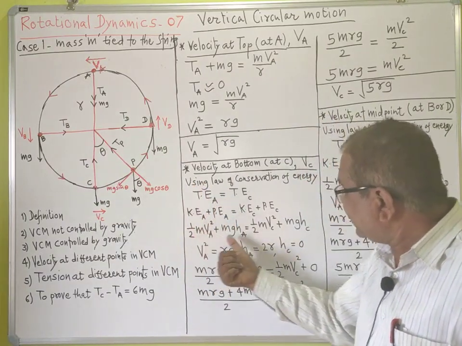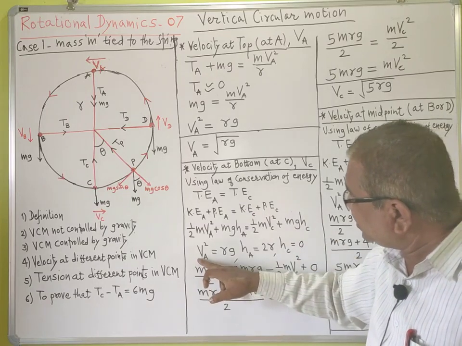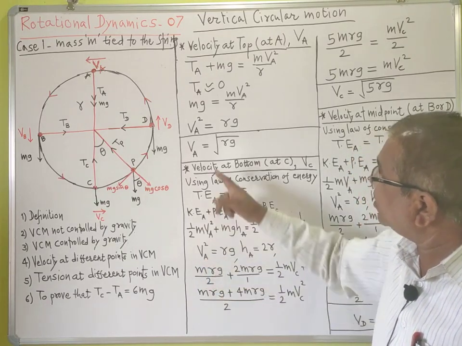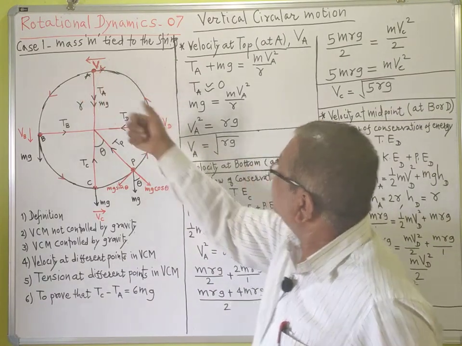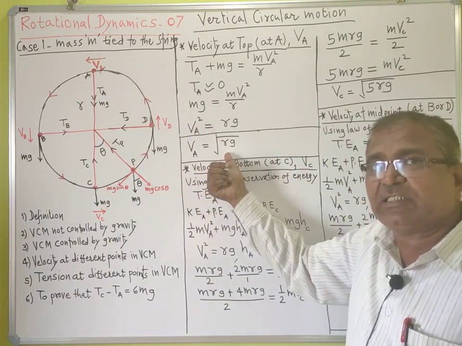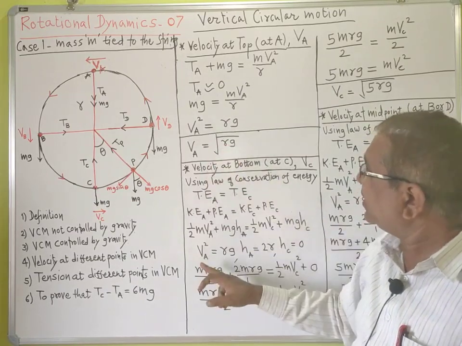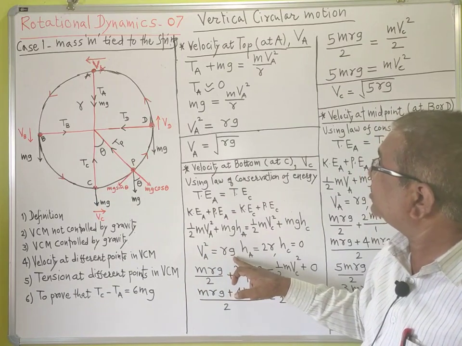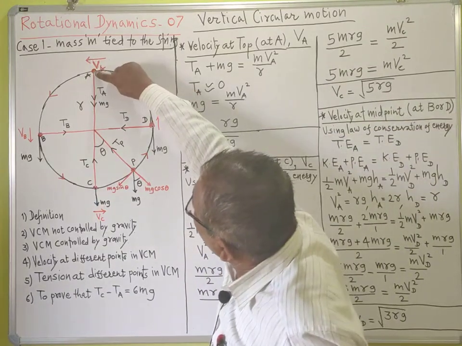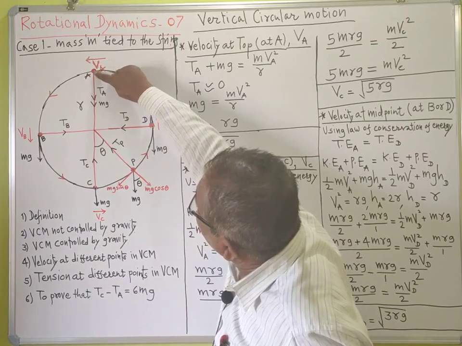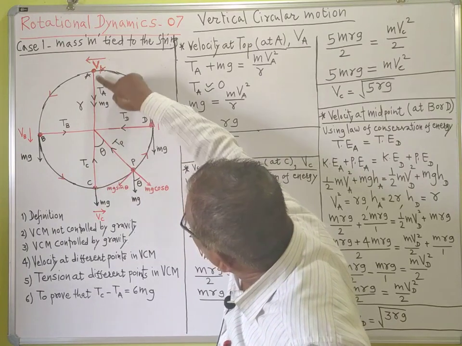After writing this formula, we will see what is VA that we have calculated here. Velocity at A point is root of RG, where R is the radius of the circle. So VA square is equal to RG. Then what is HA? What is meant by HA? Height of A point from the bottom. So this is the complete height.